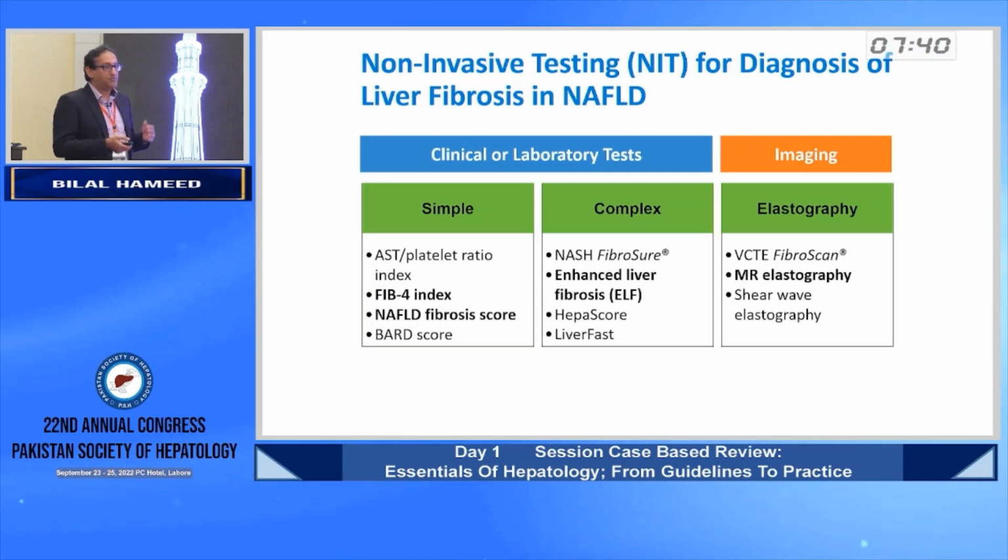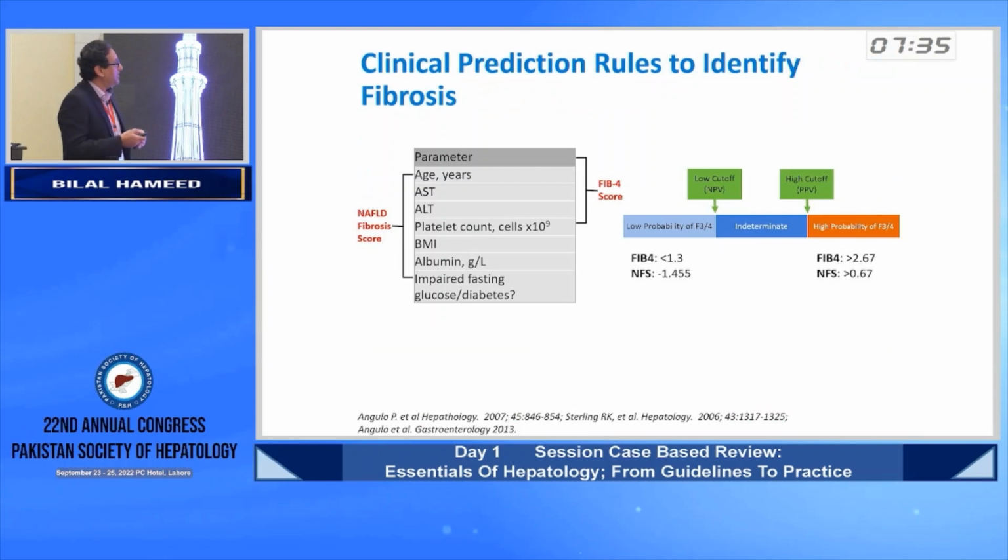So let's look at some of these things, how you proceed with them and how you check your patients. When you look at the clinical prediction rules to identify fibrosis, the NAFLD fibrosis score has components of age, ALT, AST, platelet count, BMI, albumin, and impaired fasting glucose, and FIB-4 has only four: age, ALT, AST, and platelet count. These labs are available the majority of the time and anyone can check them. And now in our electronic medical record, the FIB-4 automatically gets generated easily.